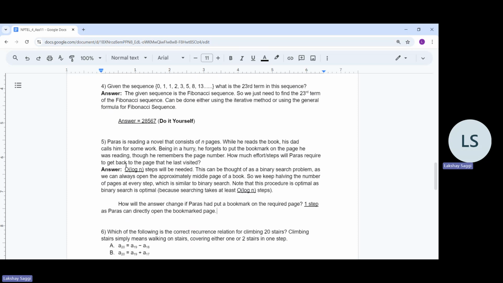So the complexity of putting a bookmark: note that whenever you forget to put a bookmark, it means that instead of one step, you will be requiring approximately log n steps in the future. So always remember to put a bookmark, guys.